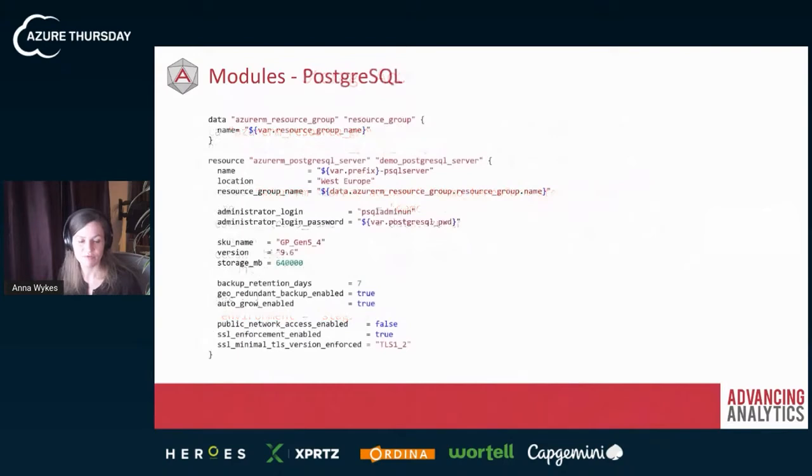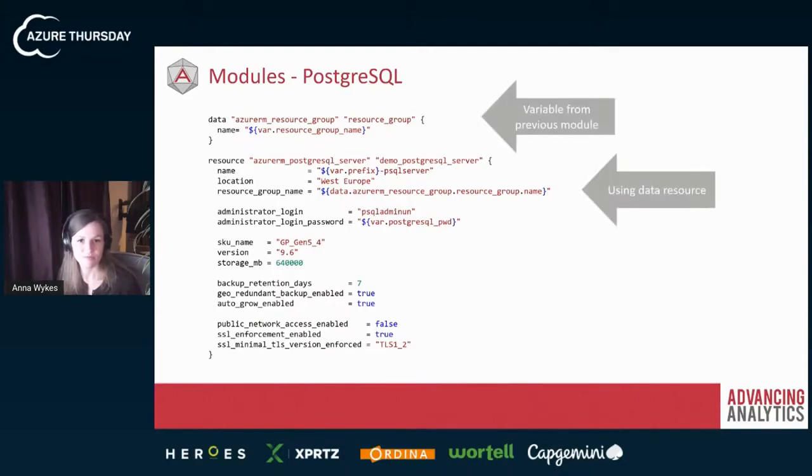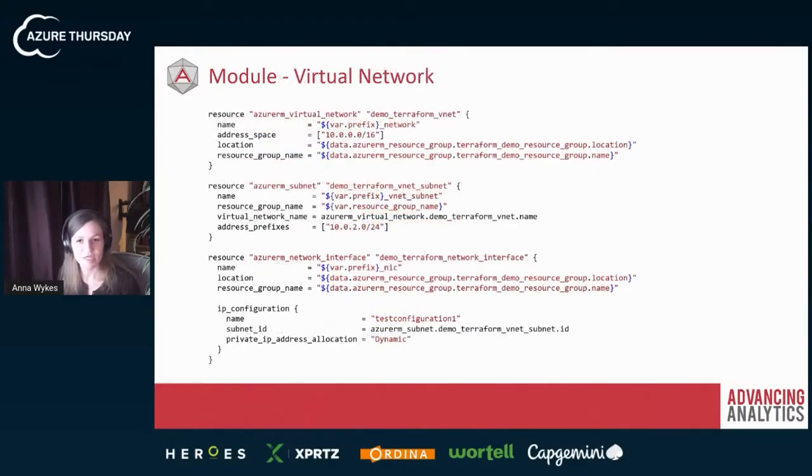So yeah, variable from previous module there. And then our PostgreSQL module. So again, variable from the previous module, using our data resource group again, and then a password coming from a variable. So we've already covered variables and how they work. That's just an example where we're then passing that through down to the Terraform so we can work with it securely. And then our module on the virtual network, a little bit more complex.